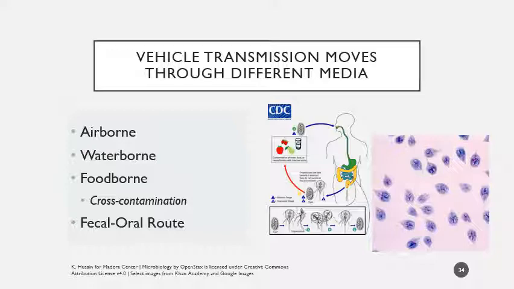With foodborne transmission, we always want to make sure that we're being careful of cross-contamination. Never use the same cutting board for raw meats versus vegetables and bread, unless you're really thoroughly scrubbing it in between. And even then, it's usually best to just use separate cutting boards.